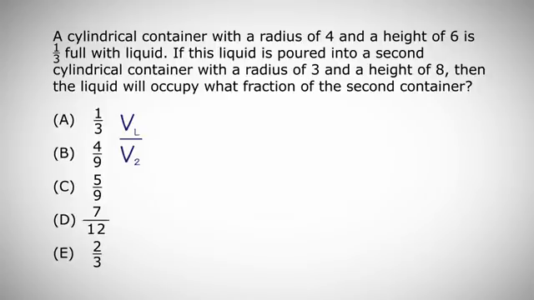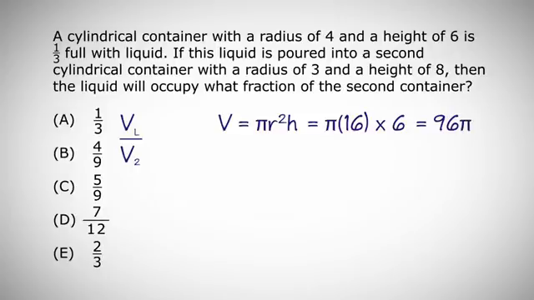The original cylindrical container has a radius of 4 and a height of 6. So we know the volume is equal to pi times radius squared times height. We know the radius is 4, so radius squared is 16. So the volume is really equal to pi times 16 times 6, which is equal to 96 pi. But it's not completely full. It's only 1/3 full with liquid. So the volume of the liquid is going to be 1/3 of this volume, or 1/3 of 96 pi, which is equal to 32 pi. So we know that the volume of liquid is 32 pi.